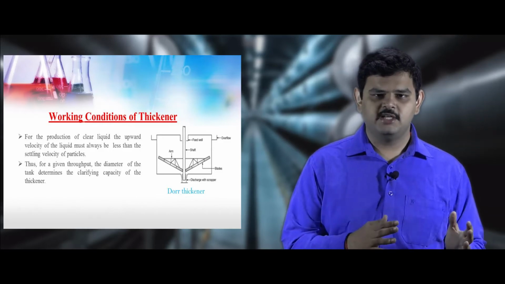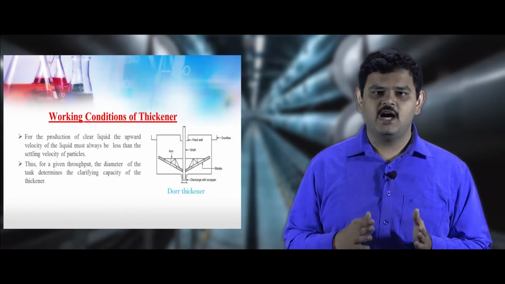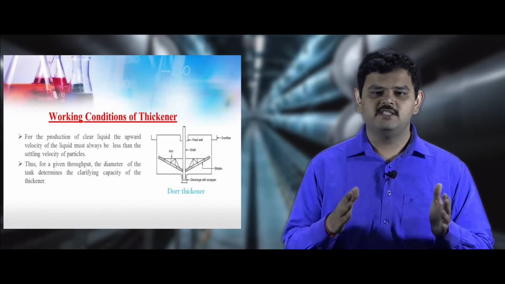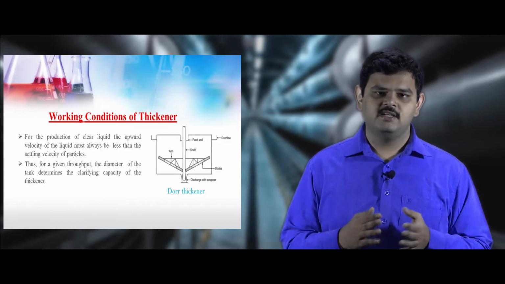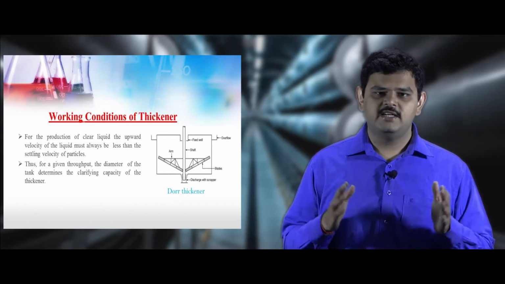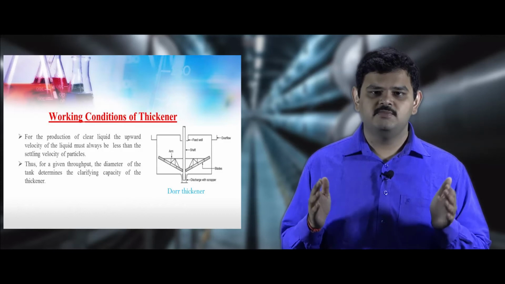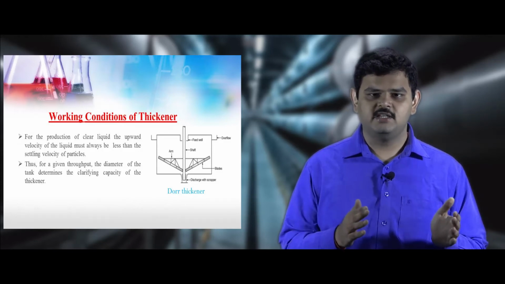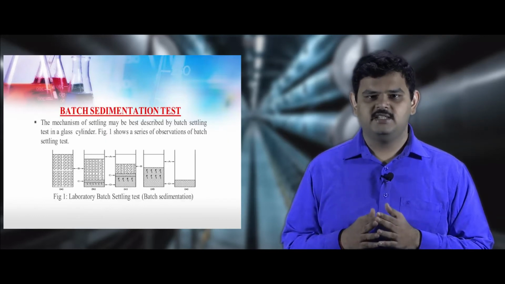The two important working conditions of the thickener are: the first one is the upward moving velocity of the liquid should always be lesser than the settling velocity of the solids. The second one is that the diameter of the thickener determines the capacity of the thickener. Now we move on to the batch sedimentation test.